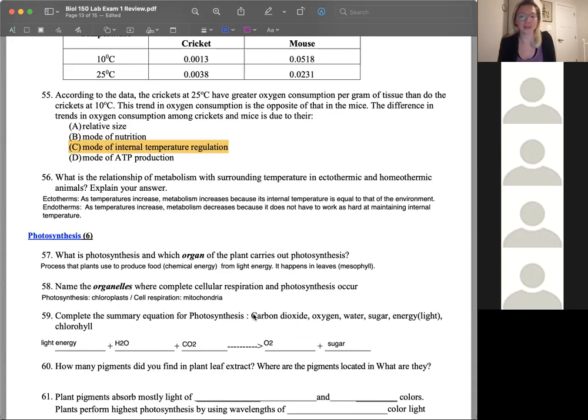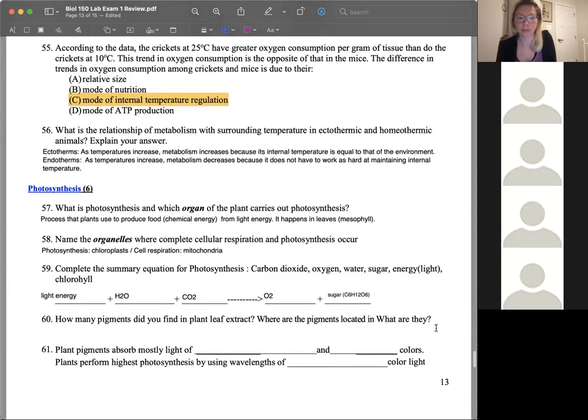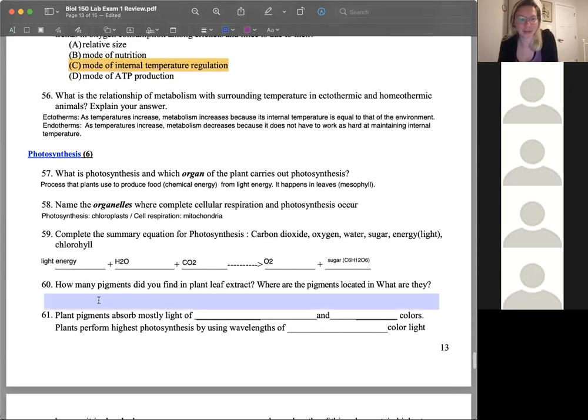Oh, I didn't even see that they had this word bank here. It's fine.